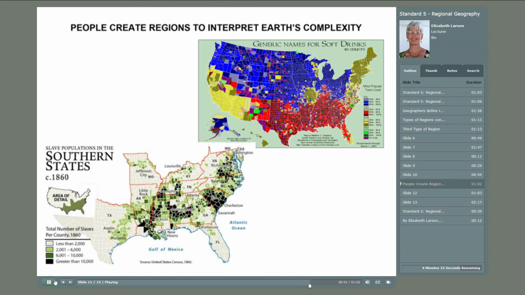Regions can be areas joining people in common causes or in social identity, such as the map of the southern slave states in 1860 that you see on this page.